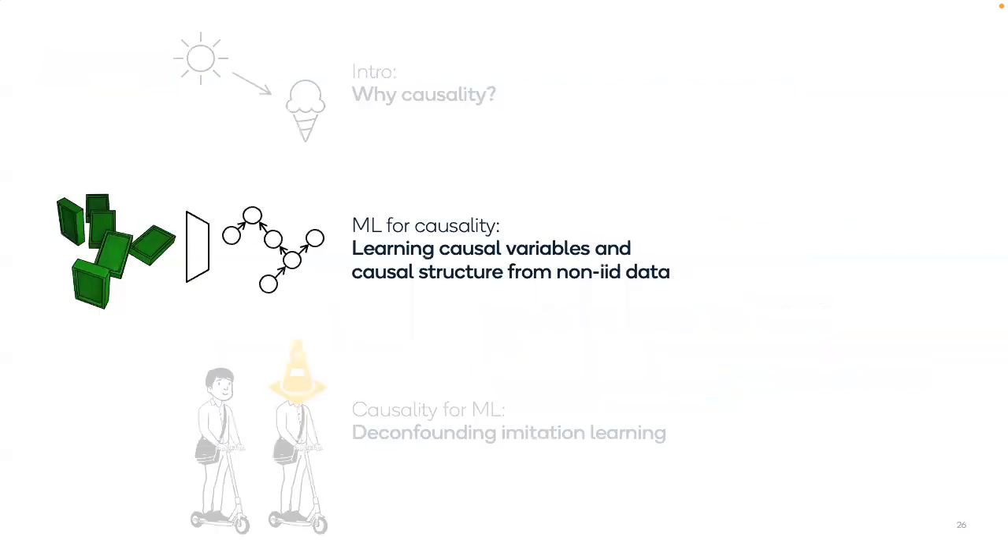Does anybody have questions at this point? Excellent, because I'm a little bit behind time. So I will now talk about two examples of these things. I will talk about machine learning for causality, and then I'll talk about causality for machine learning, time permitting. Let me start with machine learning for causality.